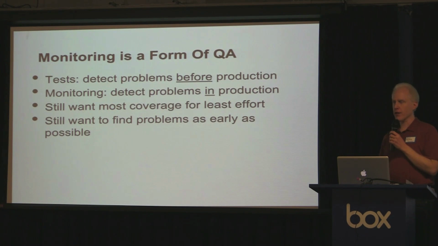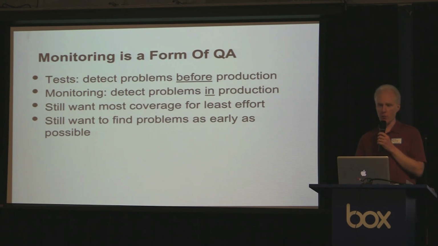So the way I like to think about this is that monitoring is basically a form of QA. Traditional QA testing is how you hopefully identify problems before they reach production. Monitoring is how you identify the problems that did reach production. But by thinking of this as part of QA, we give ourselves a framework for how to approach it.